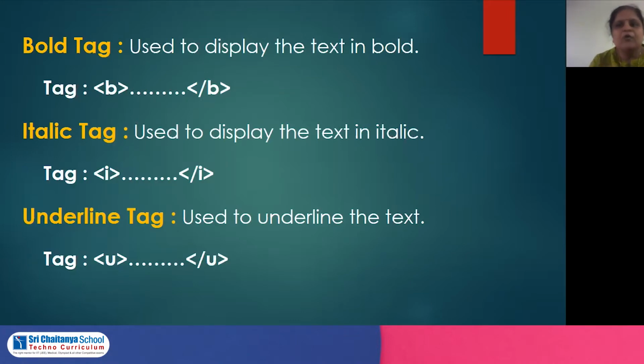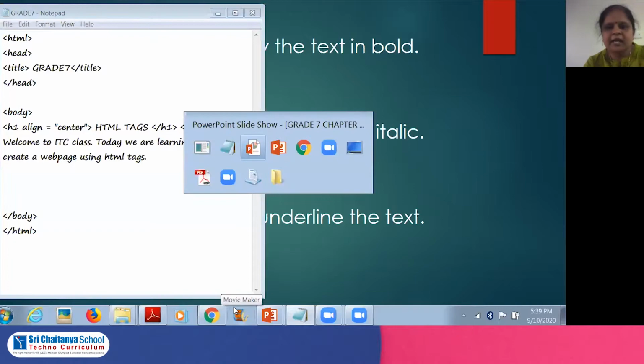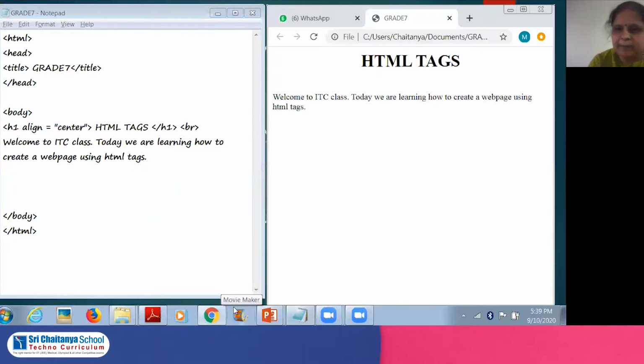So how? We have a tag called B that should be written in the angular bracket, and it has an end tag. If you write the same thing with I, it will be italics. And if you write the tag U, that will be underlined. I hope it is clear. Let us see practically how exactly it is going to work. I'll just open my notepad and also open my web browser to see how exactly it works.